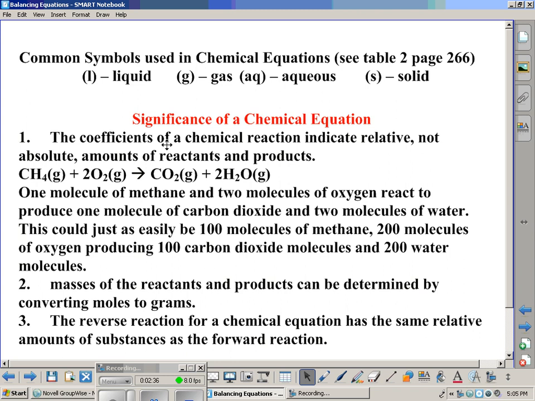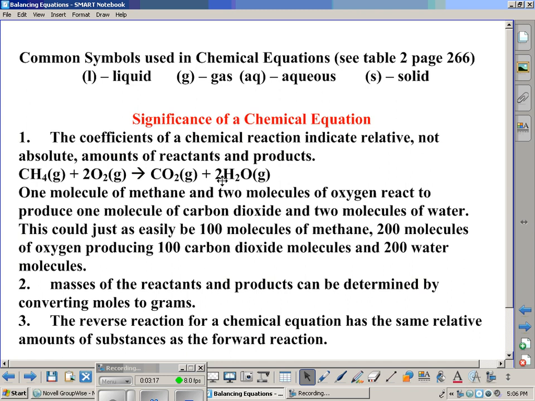The coefficients of chemical reactions indicate relative, not absolute, amounts of reactants and products. In other words, if I have this chemical equation right here, and if I were to say this, it would say that 1 molecule of methane and 2 molecules of oxygen react. That tells me these are my reactants. To produce, now there's a key phrase that usually means you write your arrow in. The arrow always points at your products. They react to produce 1 molecule of carbon dioxide and 2 molecules of water. These coefficients in the front tell you how many molecules they are.